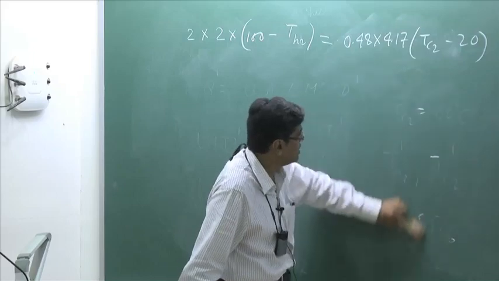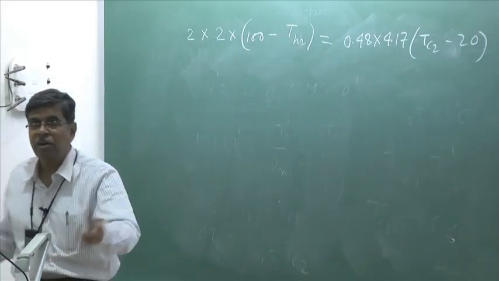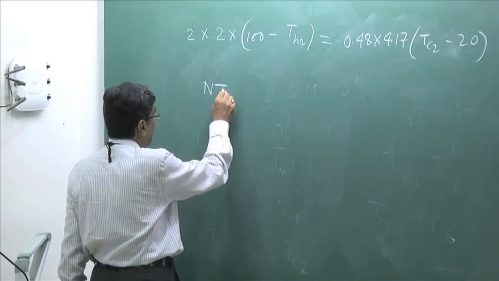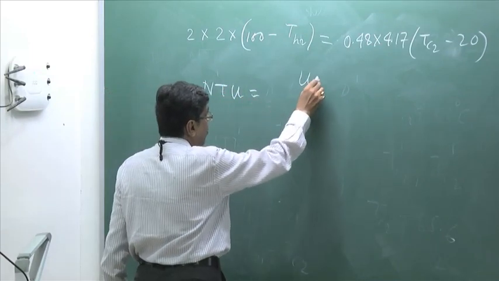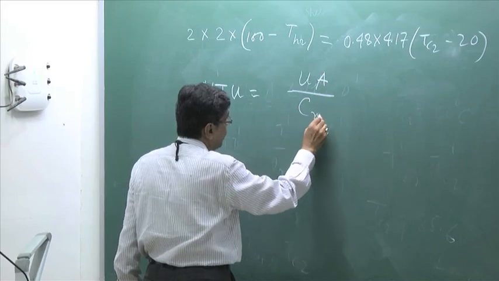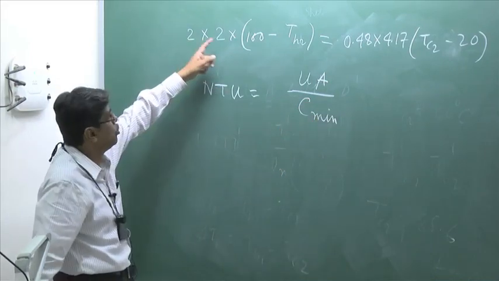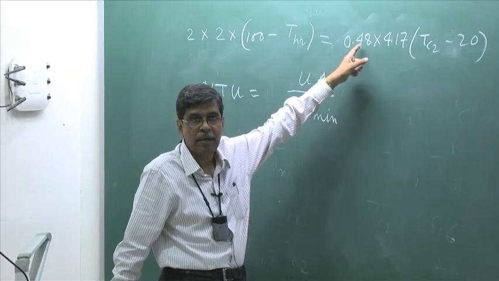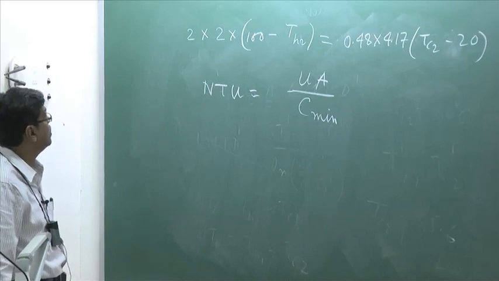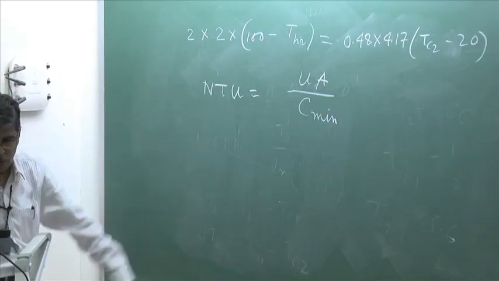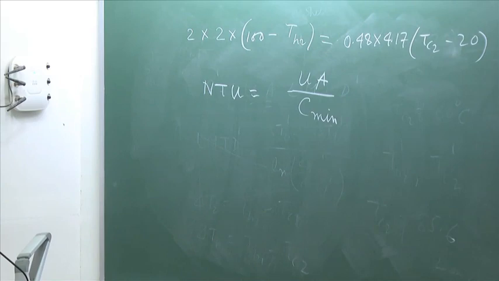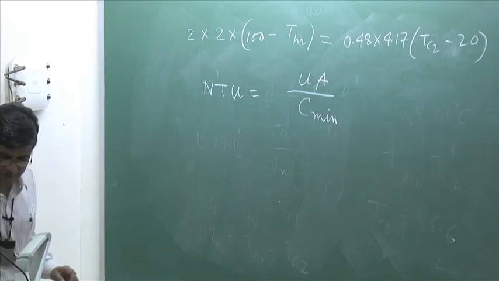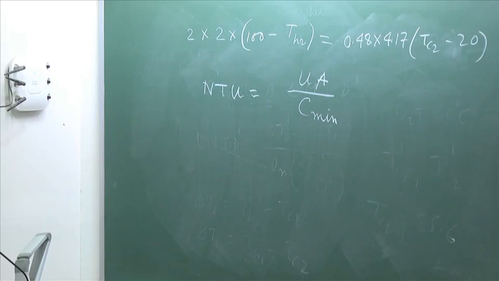But what is the NTU method? NTU is known. What is NTU? UA by C minimum. What is C? 2 into 2, 4. And this is 0.48 into 4. That means which one is minimum? The right-hand side is minimum. So then you find out C minimum. NTU is UA by C minimum.